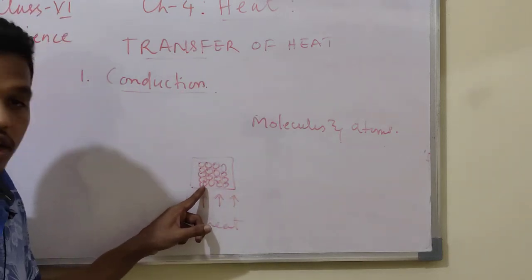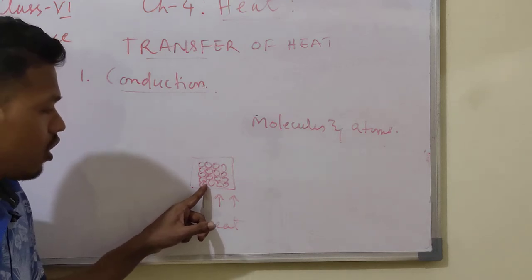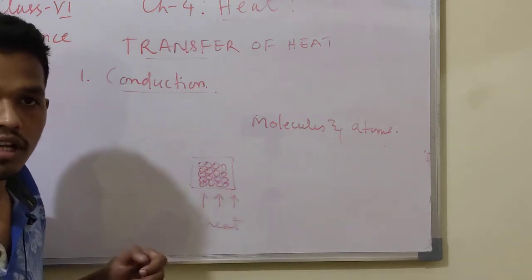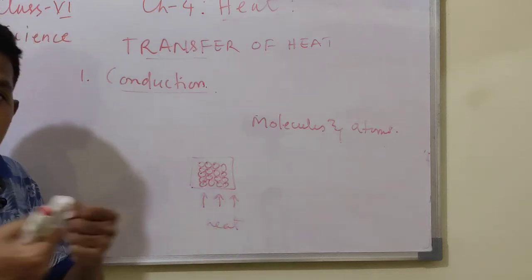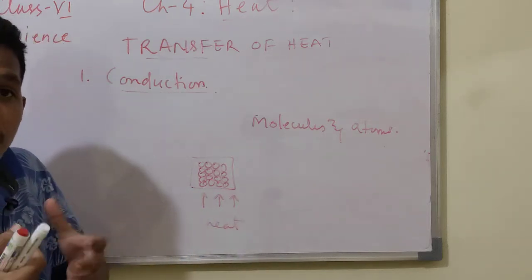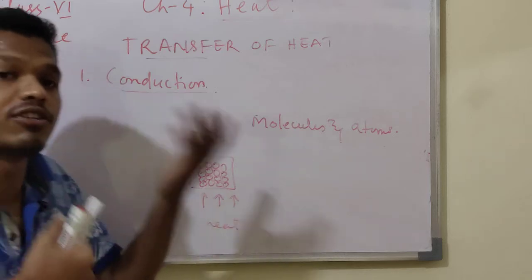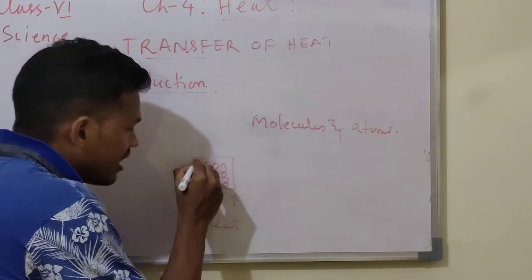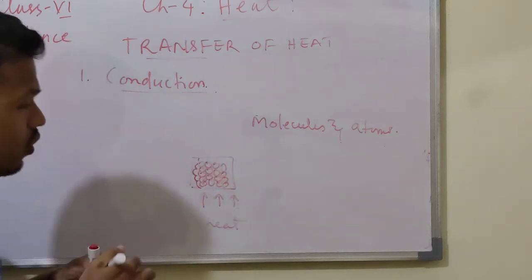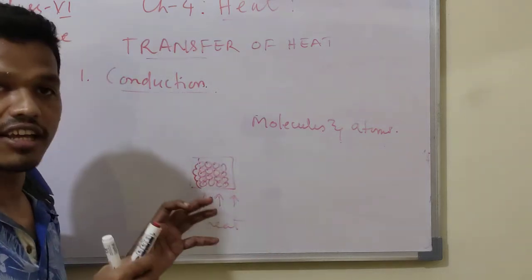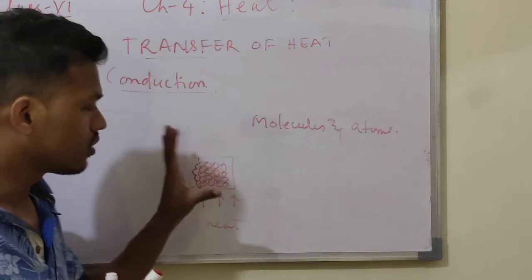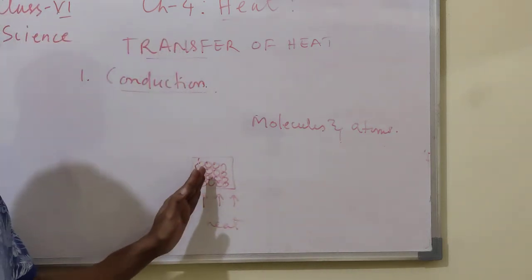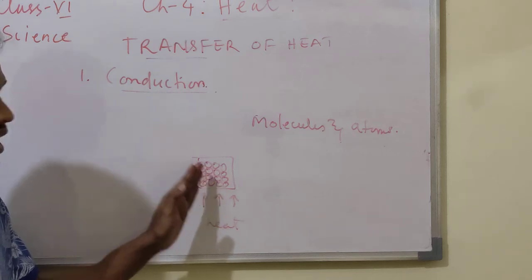This molecule is hot, but the next molecule is very cold. That colder molecule will absorb and gain energy, and it will again vibrate, become hot, and again transfer. Like that, the heat is transferred from one molecule to another, until every molecule gets heated and vibrates, and then the metal gets heated. This is how heat transfers.